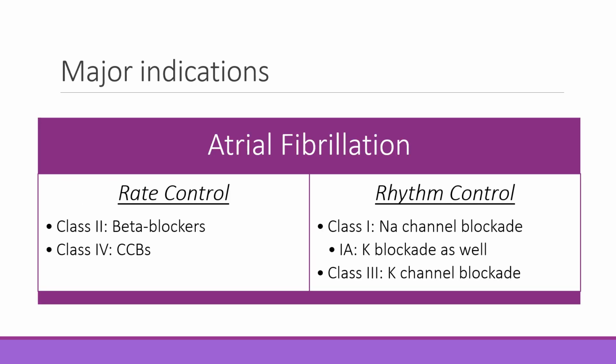The only major indication I included here for antiarrhythmics was AFib. Obviously, there are other antiarrhythmic agents that are available, and those are used in ventricular arrhythmias, but for AFib, we're focusing really on rate control and rhythm control. So rate control agents that are technically antiarrhythmics as well are the beta blockers in class 2 and calcium channel blockers in class 4. And for rhythm control, you'll see amiodarone and sotalol used, which are class 3 agents.